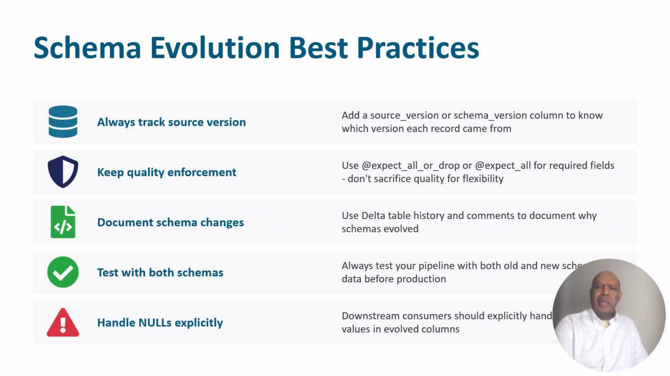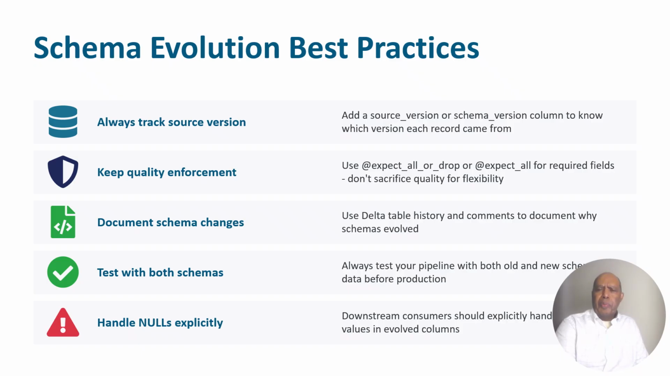Number 5, handle nulls explicitly. Downstream consumers need to know that evolved columns might be null for historical records. So if someone writes select email from student unified and expects no nulls, they are in for a surprise. Document it, add data quality checks, be explicit about what nulls mean. And these practices turn schema evolution from risky to routine.